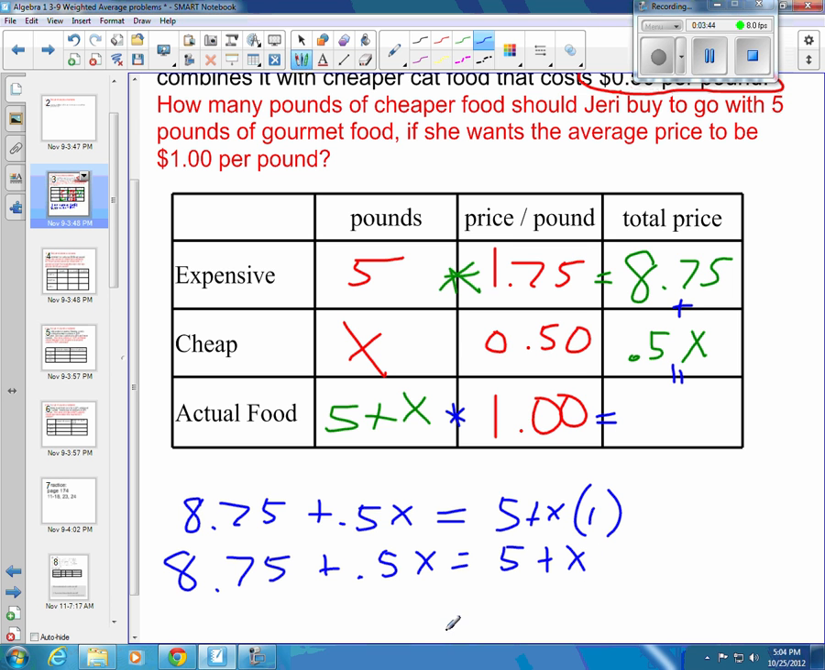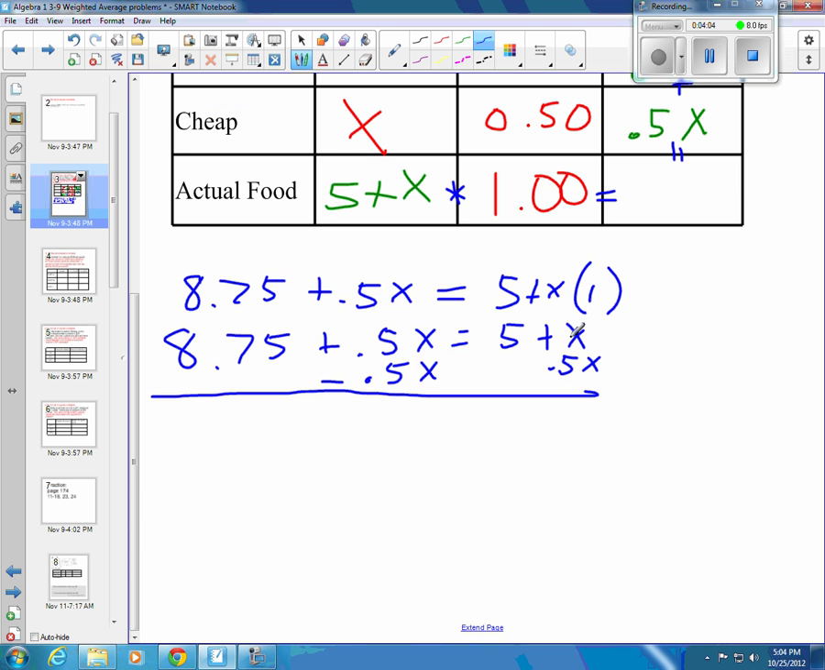I want all my variables on the same side, so I'm going to move my variable with the smaller coefficient. So 0.5x is smaller than 1x. To move that, it's a positive 0.5, so I subtract 0.5x from both sides. If I've got 1x and I subtract a half, 1 minus 1/2 is 1/2. So this is 0.5x here. And don't forget our plus 5 here. This 0.5x minus that 0.5x makes it go away, becomes a 0. And so I get 8.75 is equal to 5 plus 0.5x.